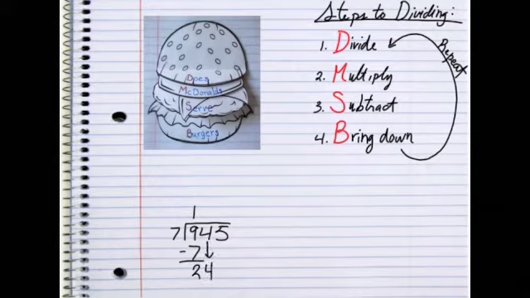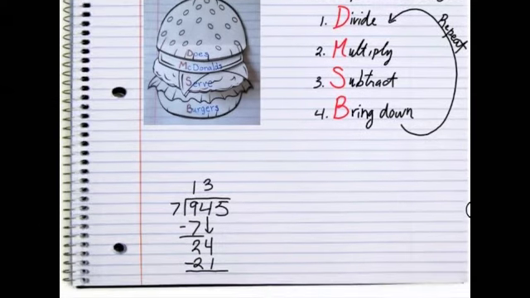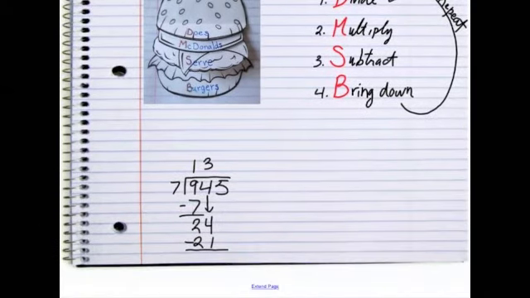And now we repeat. 7 divided into 24 is 3. 3 times 7 is 21. When I subtract, 24 minus 21 is 3. Bring down the next number and repeat. 7 divided into 35 is 5. So my quotient, right, the answer to a division problem here is 135. And you can label this example 1.